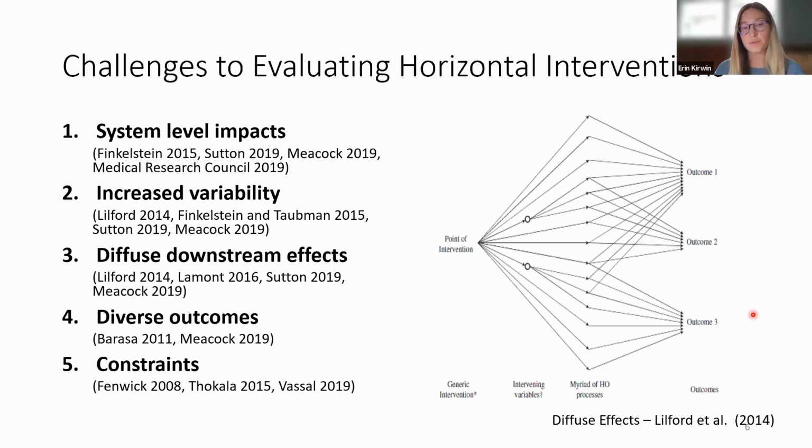And the last challenge is constraints. Several authors discuss the dynamics of constraints on horizontal interventions. Most cost effectiveness analysis acknowledges a budget constraint, but the evaluation of horizontal interventions requires the consideration of constraints like workforce. So that could be the volume of people or people with specific skills, and also capital. So things like facilities, equipment, and data infrastructure. To recap, all 5 of these challenges make horizontal interventions harder to evaluate than your typical vertical intervention.